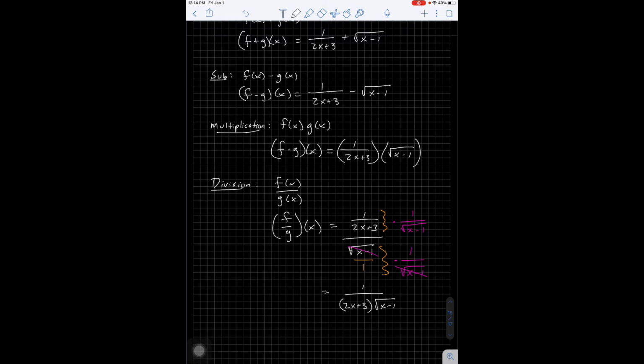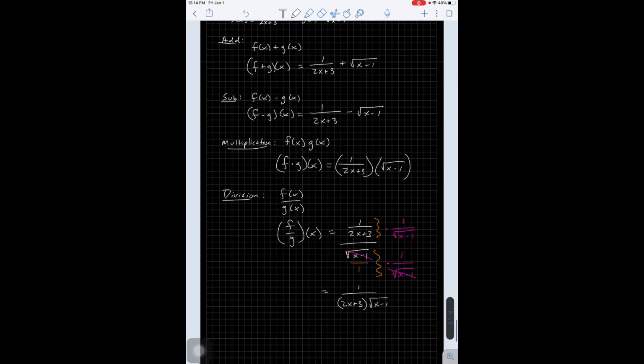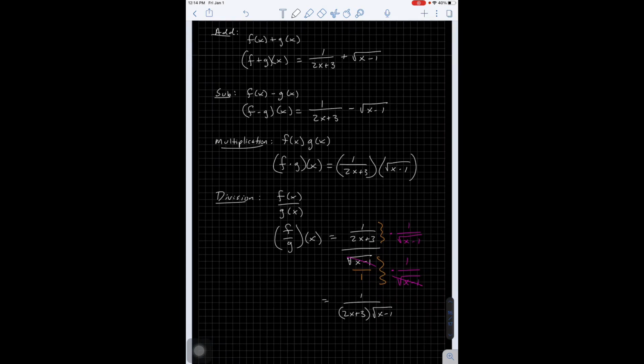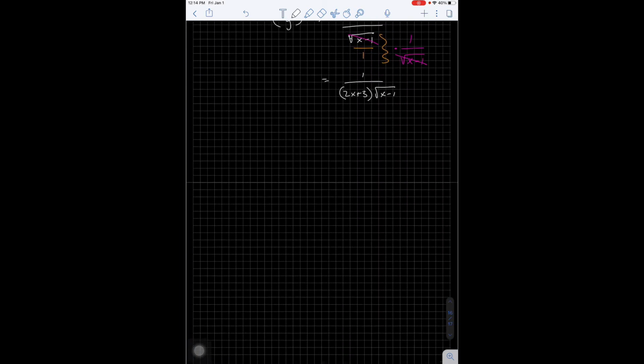Okay, so those are the basic operations. And what I want to do is take a minute before we go on to composition, which is our 5th operation. I want to talk about domain. Because what the homework problems are going to ask you to do is to perform the operation and state the domain of the function. Domain, as a review, is what x values are defined for the function.